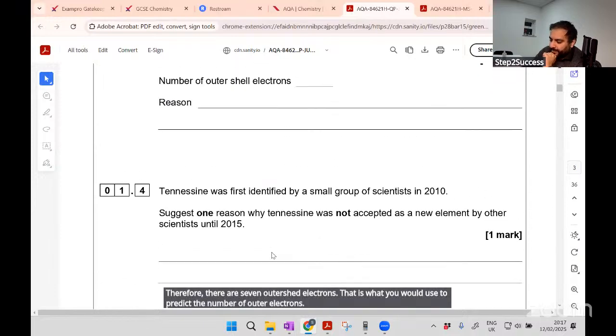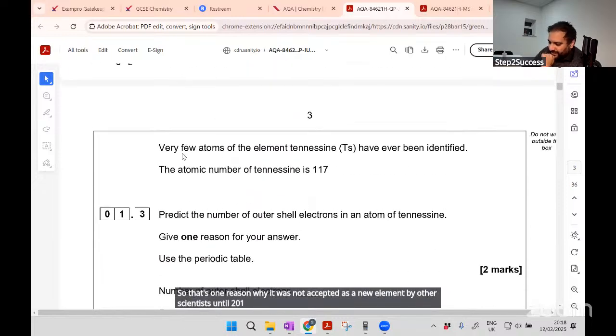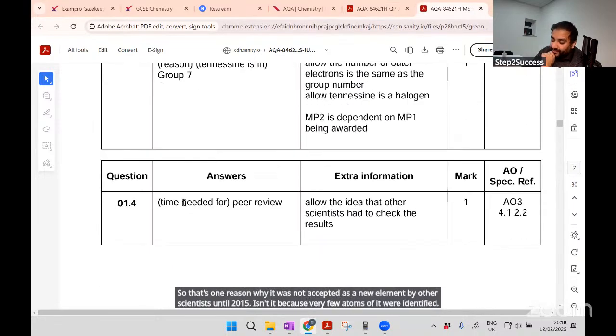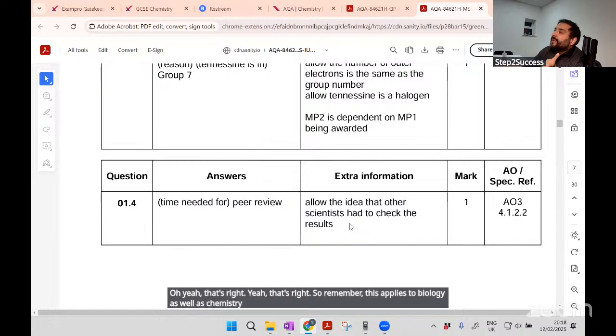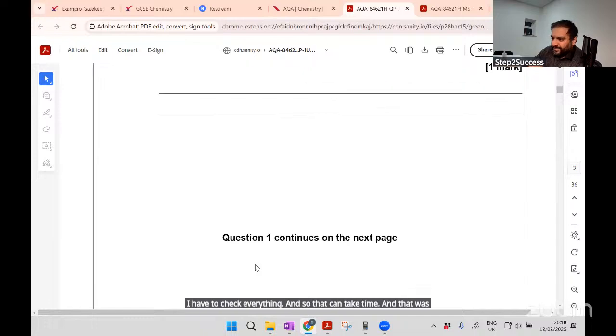Tennessine was first identified by a small group of scientists in 2010. Suggest one reason why it was not accepted as a new element by other scientists until 2015. Isn't it because very few atoms of it were identified? Oh yeah, that's right. So remember, this applies to biology as well as chemistry, which is that whenever something new happens, like even a vaccine or anything like that, part of the process is that other scientists have to do something called a peer review. They have to check everything, and so that can take time. And that was the only answer to that question, incredibly.